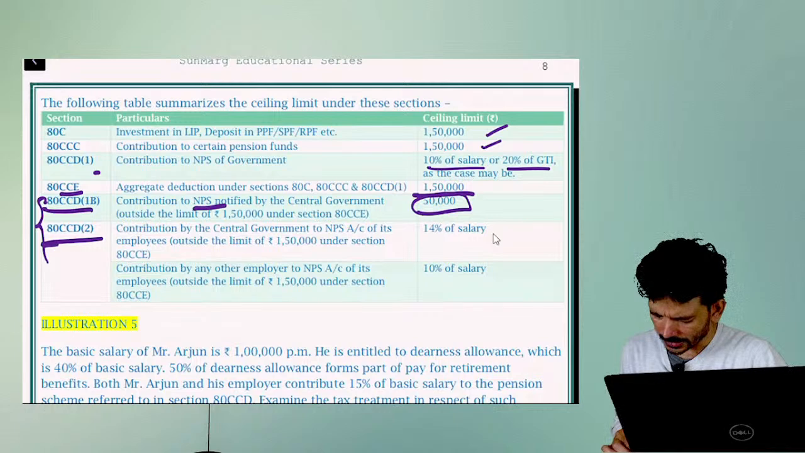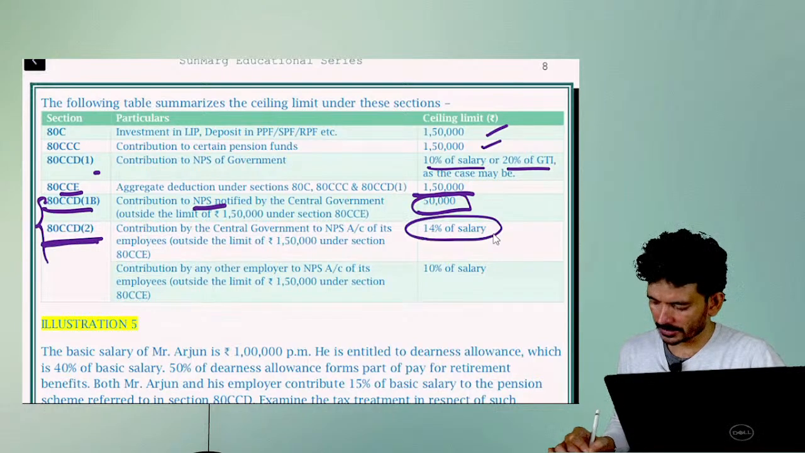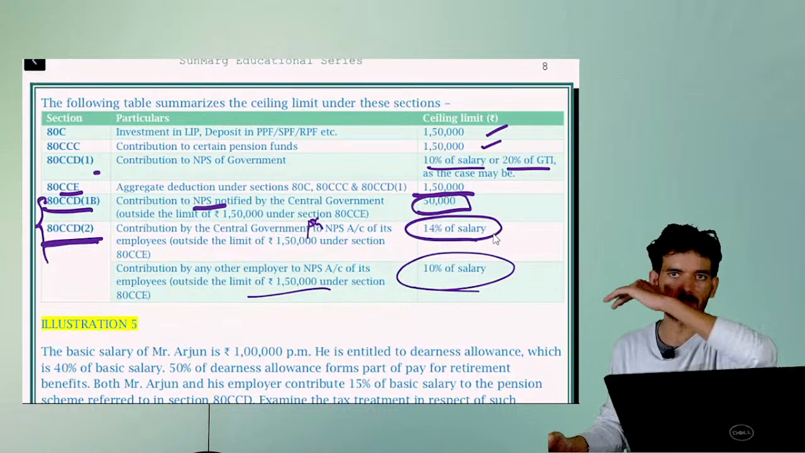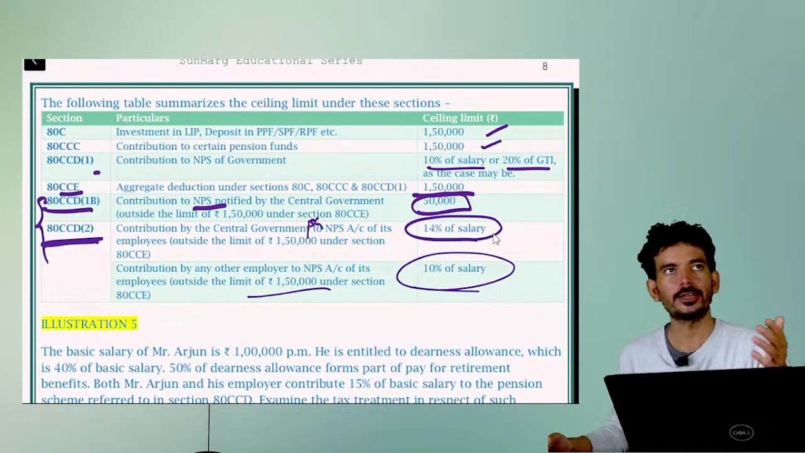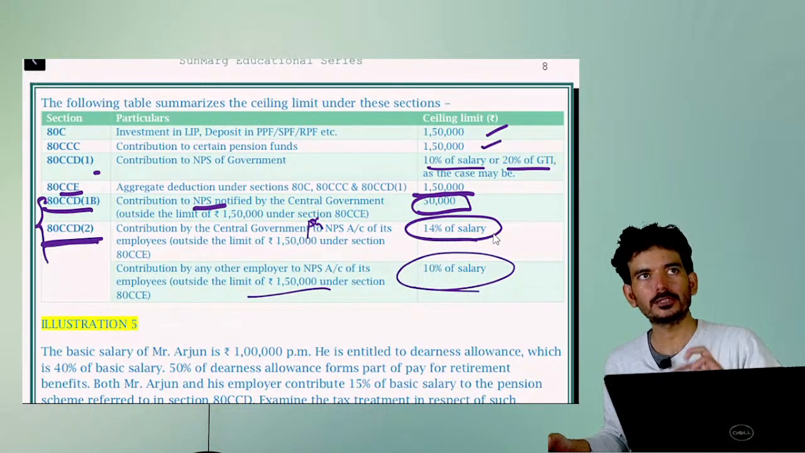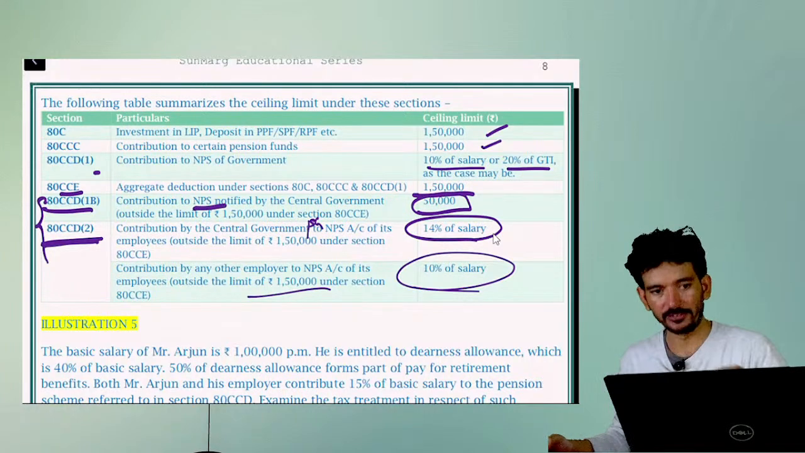Here, in 80CCD(2), 14% of the salary if you happen to be a central government or state government employee, there is an amendment. And if you are other than a government employee, 10% of the salary is the maximum amount. And salary includes basic pay plus DA, if it is forming part of your retirement benefits.